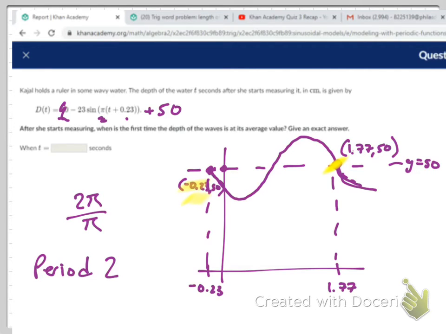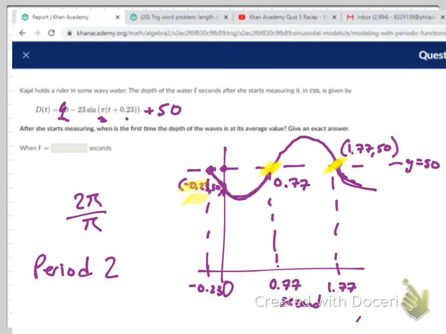But the question they're asking is, when is the first time the depth of the waves is at its average value? So it's actually starting lower, this wave, because this is 0 here, right? So the first time is going to be right here. And Braden, you could probably use your deductive reasoning here to figure this out, but it's basically, instead of 1.77, it'll just be 0.77. And I believe it'll be 0.77 seconds.